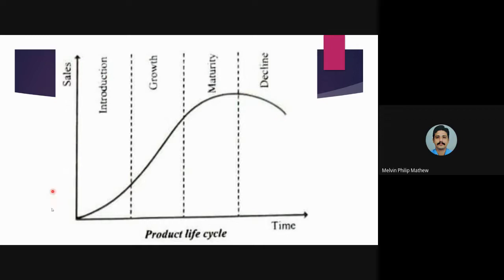So these are the phases of a product life cycle, and we will be discussing this in detail. Once this question is asked in the examination, you have to draw this graph, mention each of the stages, and write specific examples and explanations also.